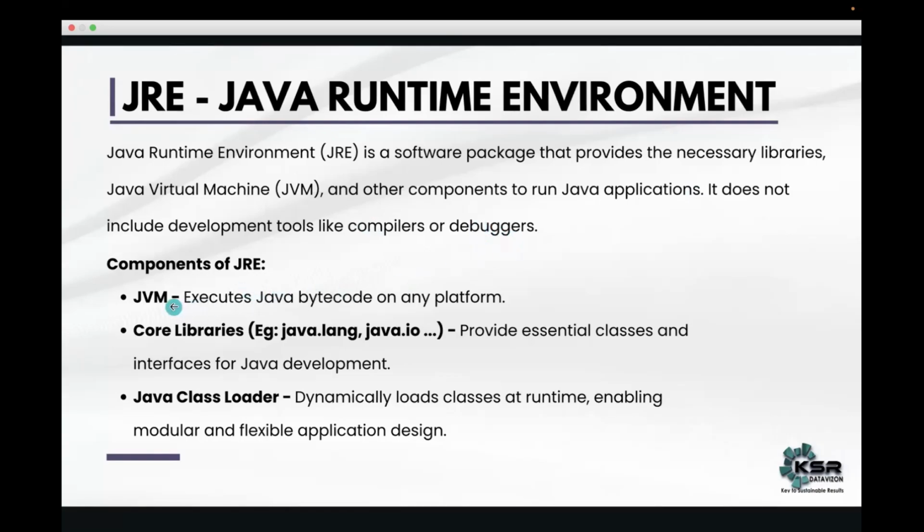The components of JRE: JVM, which executes Java bytecode on any platform. Core libraries, like java.lang and java.io. There are a lot of other libraries present in JRE. They provide essential classes and interfaces for Java development. So these are predefined libraries. We will see a few of these libraries in future lectures because we might use some functions from there.